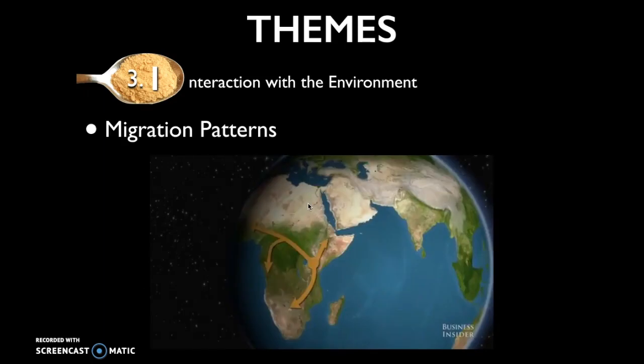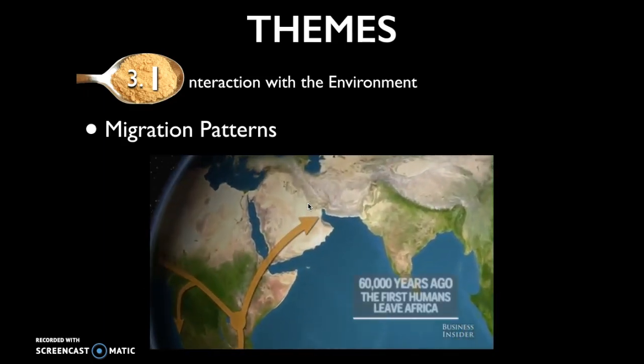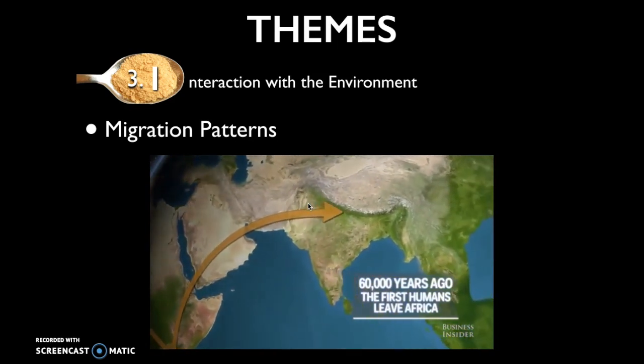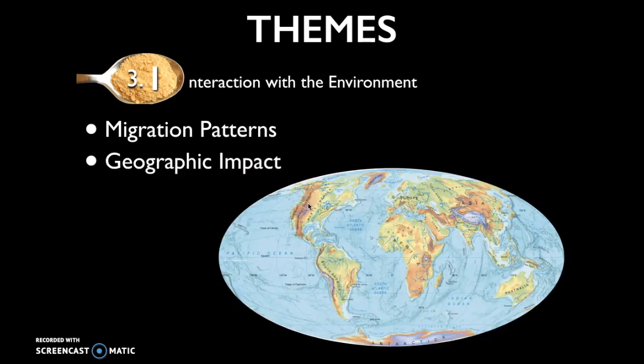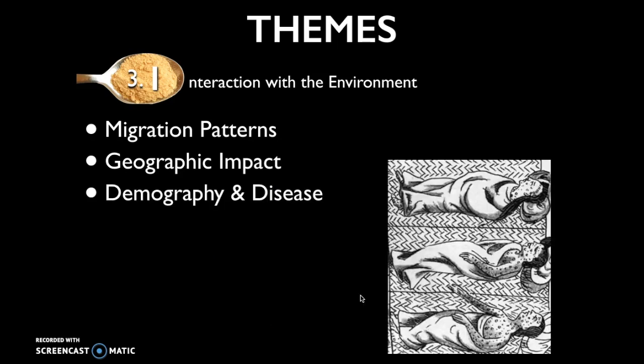For interaction with the environment, we'll talk about migration patterns, so how human beings spread out initially across the various continents. We'll talk about geographic impact, for example, the role that the allocation of various domesticated plants and animals had for the way in which societies and civilizations evolved on different continents. We'll talk about disease and demography. Demography means the study of human population, and so the connection between, for example, food and more people. In order to sustain a larger population, you're always going to need new food supplies. We'll talk about the impact of the spread of diseases across trade networks, like the bubonic plague.